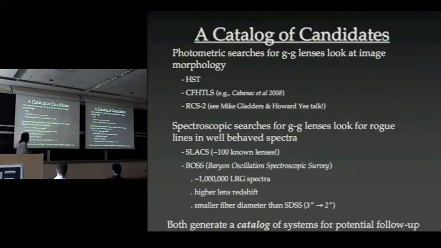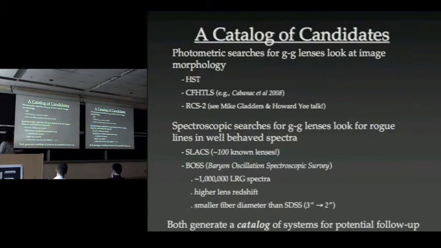Then there are spectroscopic searches going on. Of course, SLACS is probably the most well-known, but then BOSS is going to come online soon. If you haven't heard of BOSS, it's the Baryon Oscillation Spectroscopic Survey, being headed by Dave Schlegel, I think. It's sort of an after-Sloan-2 project, and it's going to measure 1 million LRG spectra at slightly higher redshifts. One of the issues, though, is that it's going to have a smaller fiber diameter. I'll say more about that in a slide or so.